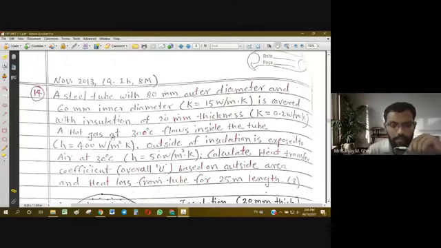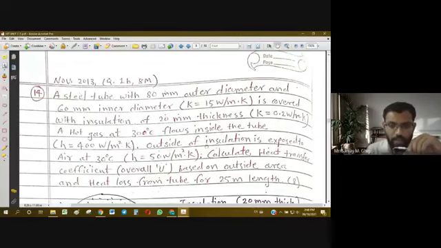A hot gas is flowing because the steel tube is carrying the hot gas flow, and its temperature is 300 degrees Celsius. The gas temperature is 300 degrees Celsius inside the tube. As it is a gas, there will be convection. So the convection heat transfer coefficient is given as h, 400 watt per meter square Kelvin.